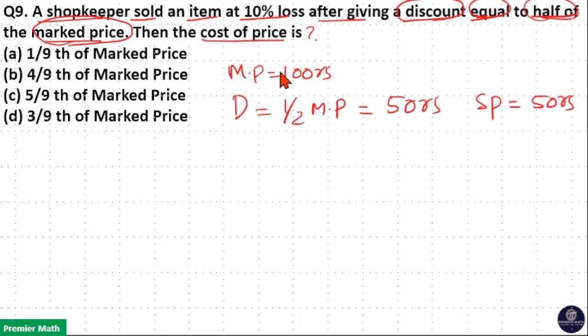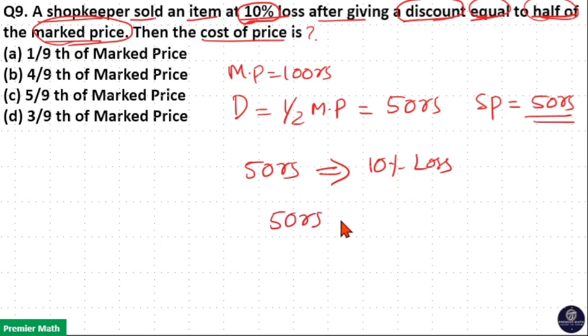Because price tag of the item is 100 rupees, he is giving 50 rupees off that. Then he is selling that product at 50 rupees. But by selling this item at 50 rupees, he lost 10%. So, this 50 rupees leads to 10% loss. 10% loss means he only got 90% of the cost price. So, by selling this item at 50 rupees, he only got 90% of the cost price.